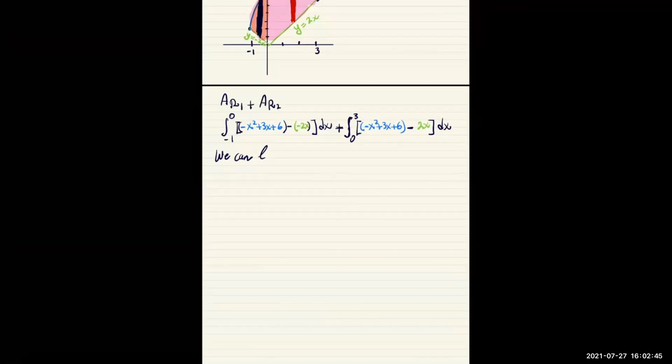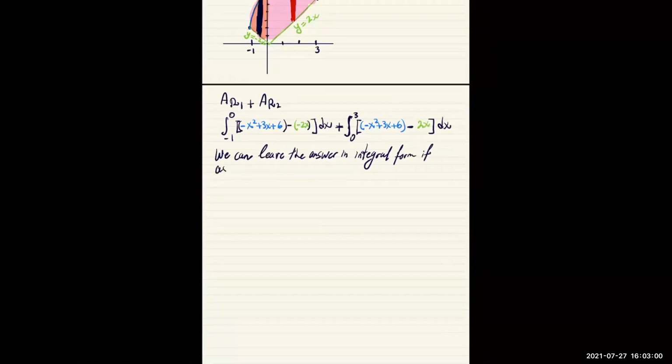Yeah, so we can leave the answer in integral form if asked. If I ask you to leave the answer in integral form, this is it. That's the answer. Okay.